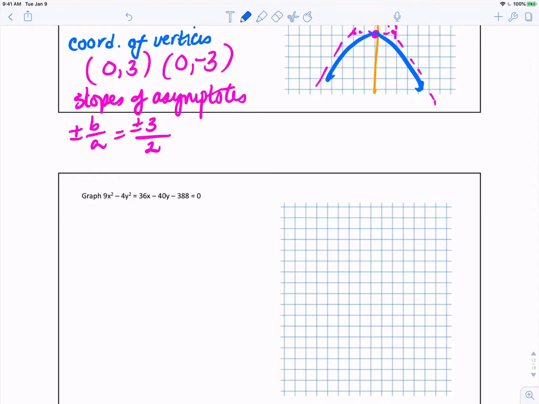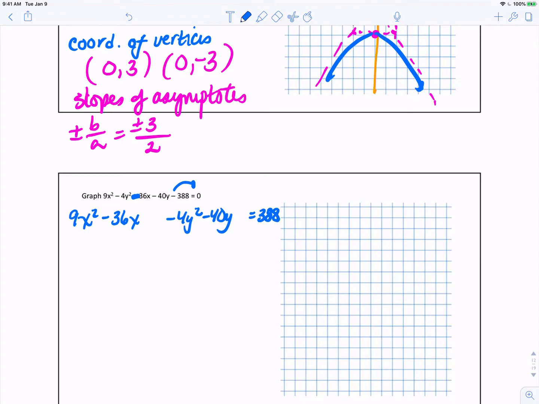Now I notice that I have a typo here. There should be a negative because you can't have 2 equal signs in the equation. So here we go. Let's go ahead and regroup this. So I have 9x squared minus 36x minus 4y squared minus 40y. So we've grouped the terms together, and now we're going to move the constant by adding 388 to both sides. And this is how we're starting.